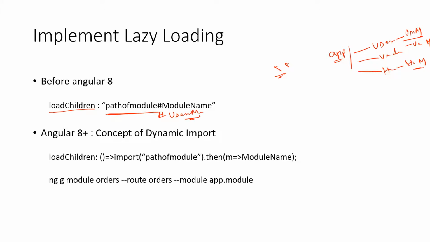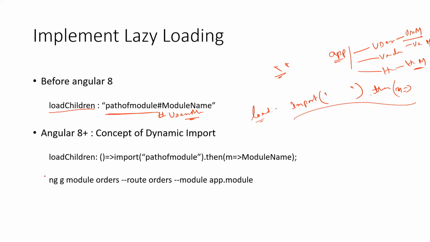But if you are on Angular 8 plus version, then we have the concept of dynamic import. There we will use the same property loadChildren, but here we will define the import statement. This is a new concept in Angular. And inside the import, we have to define the path of the module. Basically, we know that this uses the concept of promise. We have to resolve this promise, and define the module name by using the dynamic import.